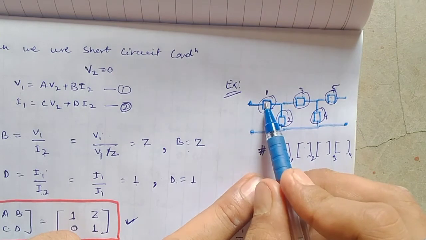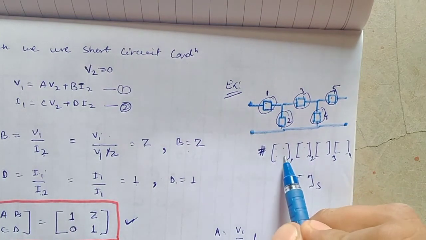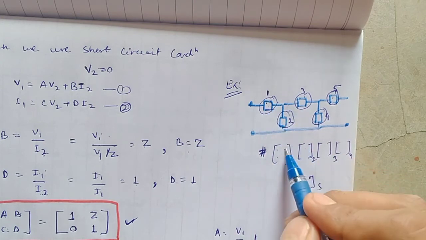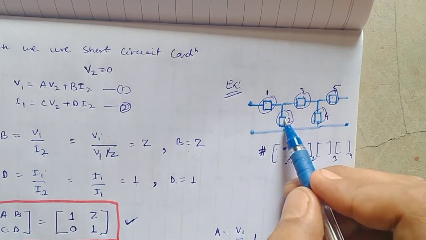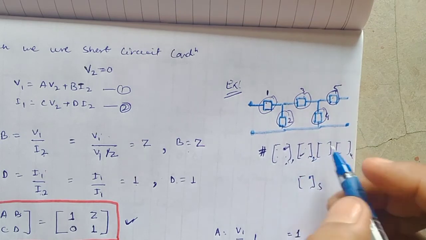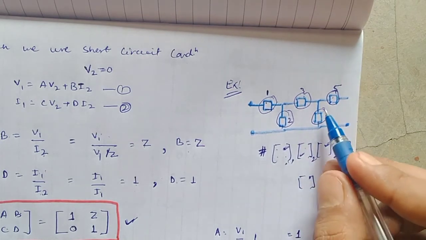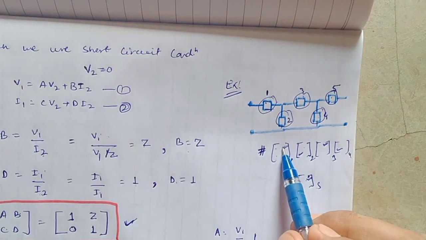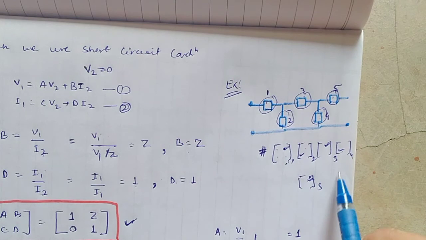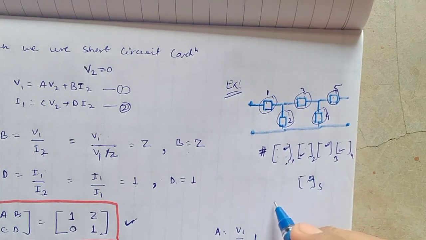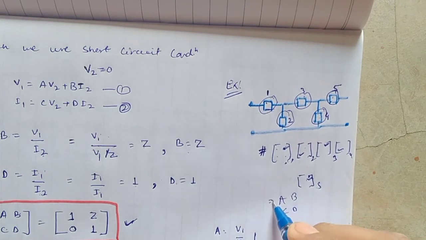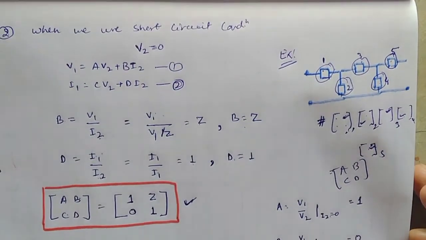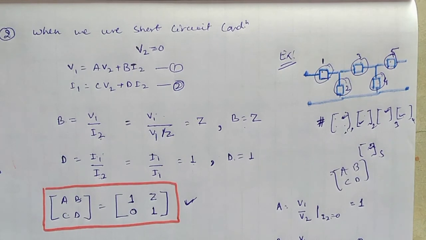For the first one we can directly write 1 Z 0 1. Whatever impedance is given for this element, you can write it here directly. For the second one you can write it here, for the third one again you can write here, for the fourth one you can write it here, and for the fifth one you can write it here. So only these parameters will change and we can multiply all these ABCD matrices and find out the overall ABCD matrix for the given complex network. That is the beauty of this ABCD parameter.